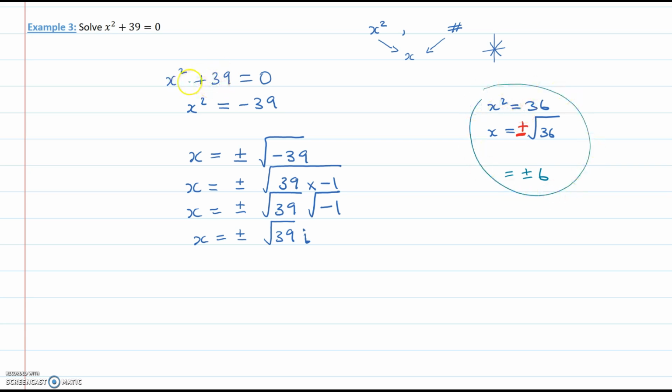The answer to the problem we're doing is that x is equal to plus or minus the square root of 39 i.